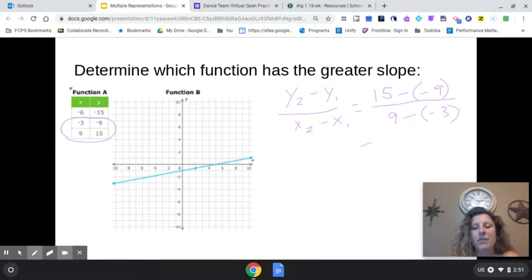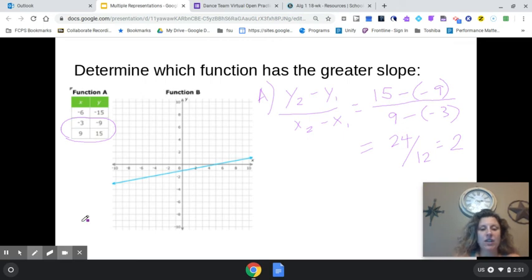If we simplify that, 15 minus a -9, that would actually mean plus. So 15 plus 9 gives me 24. And 9 minus a -3, again, minus a negative means plus, so 9 plus 3 gives me 12. 24 divided by 12 gives me a positive 2 for my slope for function A.